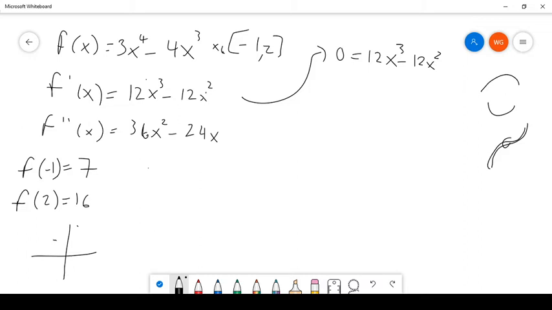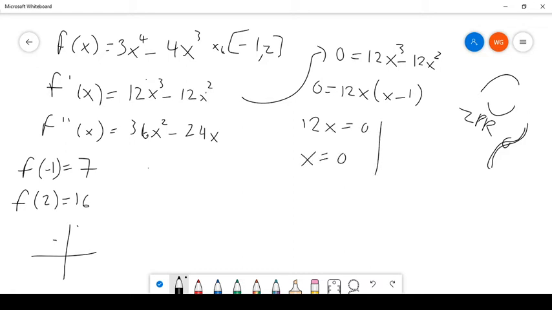So we set the derivative equal to 0 and solve for x, which will give us places on the graph where the slope is 0. This can be solved by factoring. I'm going to factor out 12x squared, leaving x minus 1, and use what's called the zero product rule. So 12x squared equals 0, so x is equal to 0, and also x minus 1 equals 0, so x equals 1. So at x equals 0 and x equals 1, the graph has a 0 slope. Fair enough. What does that mean to us? Well, we've got to find out.